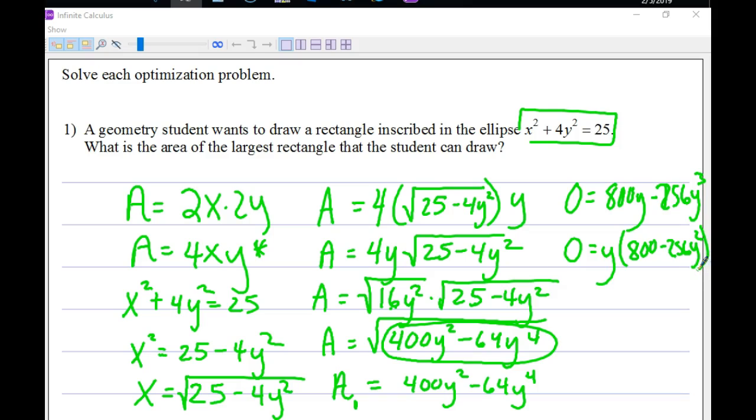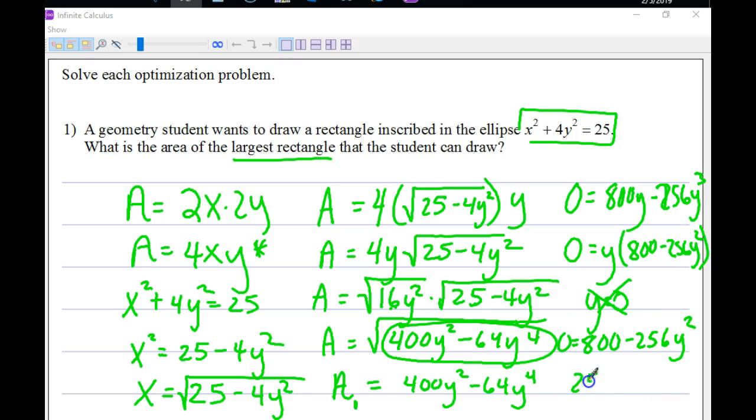So we can see that one of our values is y equals 0. Now that one's not going to be our answer. We want to find the largest rectangle. And if you think about it, if the y was equal to 0, then there would be no height to the rectangle at all, and therefore we would have no rectangle. So we won't use that one. Now we're going to set the other part equal to 0.